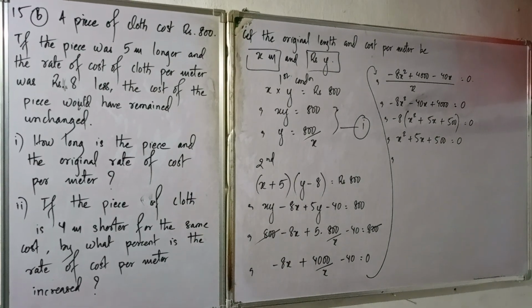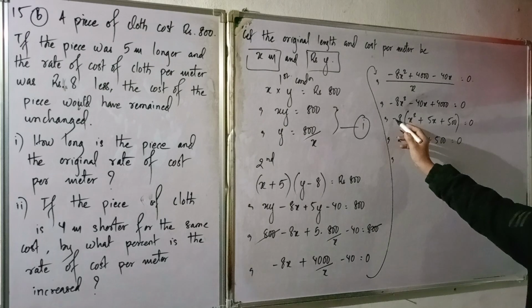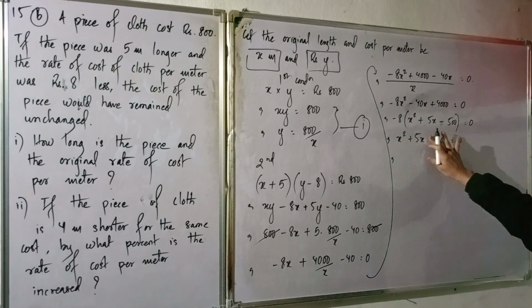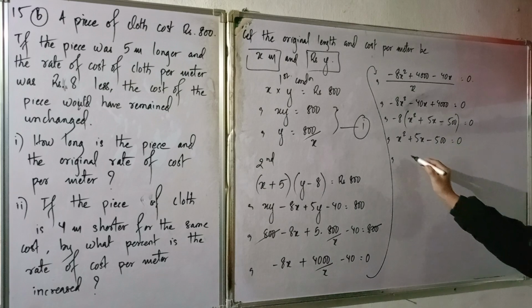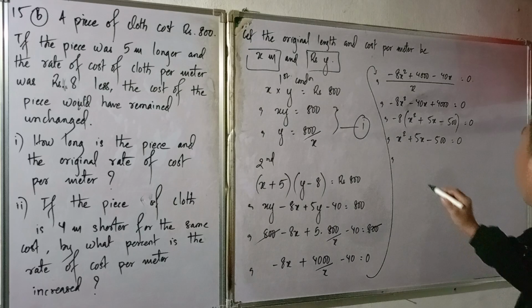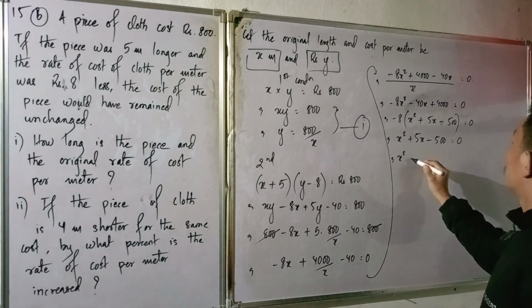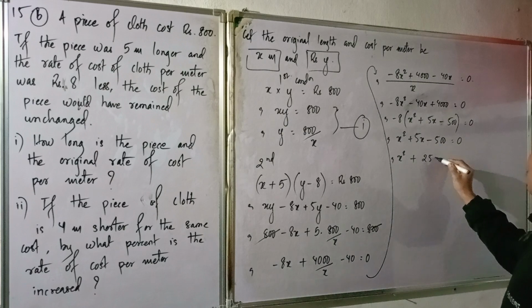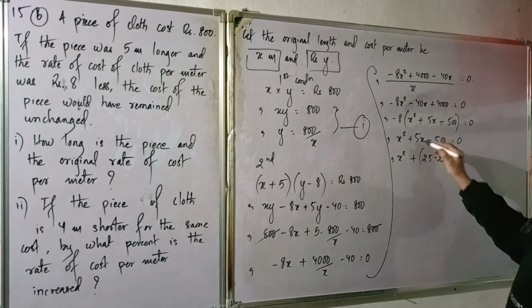Okay, I have made a mistake here. While taking the minus sign, this positive will become negative. Sorry about that. Now you can factorize that. 20 times 25 is 500, and 25 minus 20 will become 5.